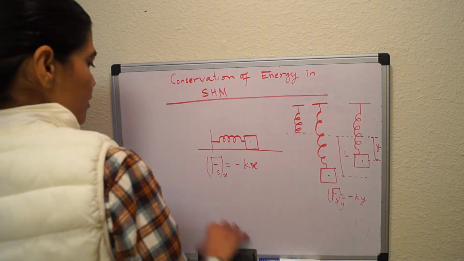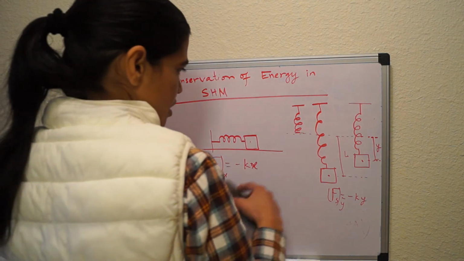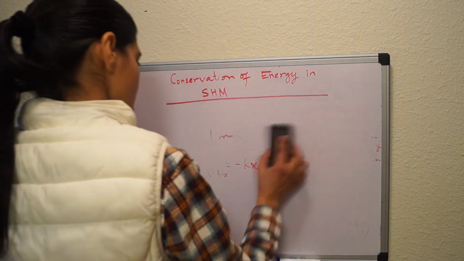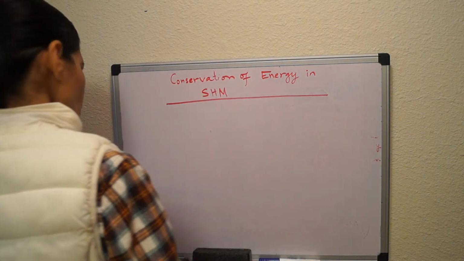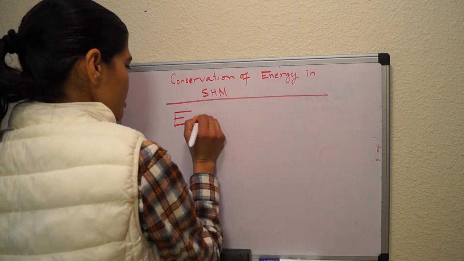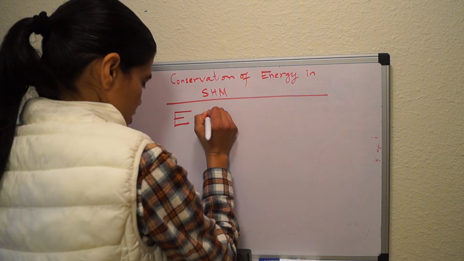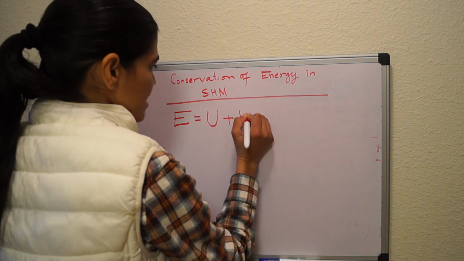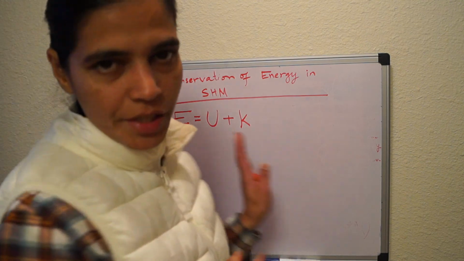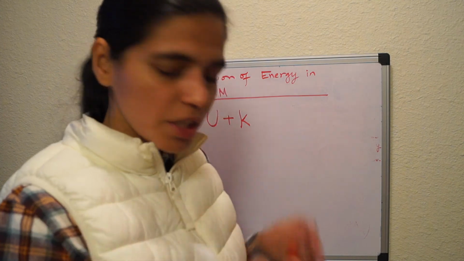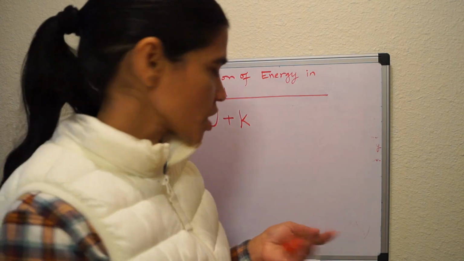Okay, so now let's talk about energy. So what do you think the energy is? Remember guys, total energy E is given by what? Total potential energy plus K, assuming there is no energy loss in the system. So we are assuming there is no friction, so no energy loss in the form of thermal energy.